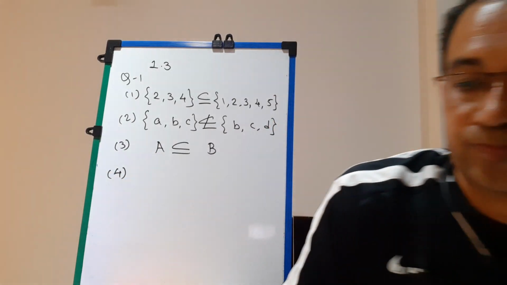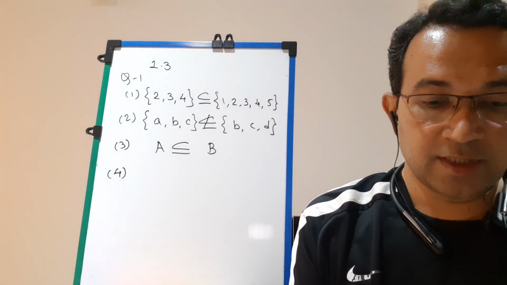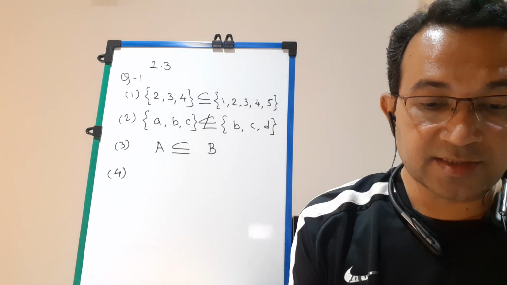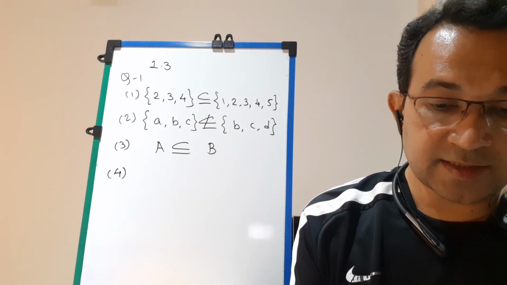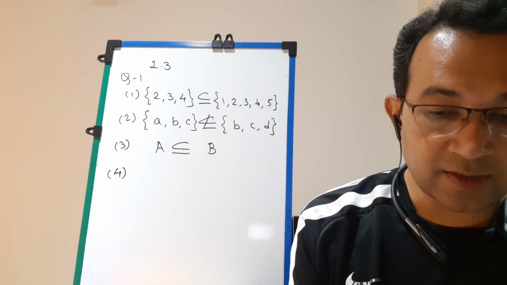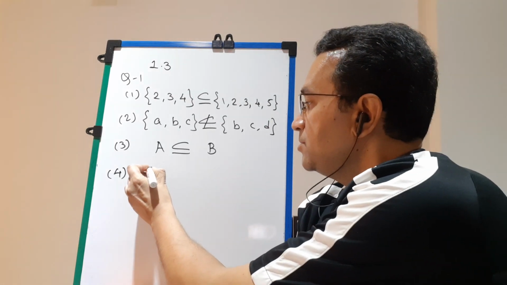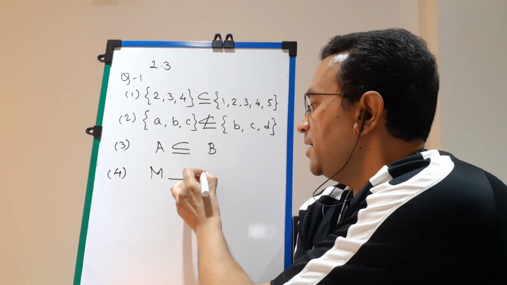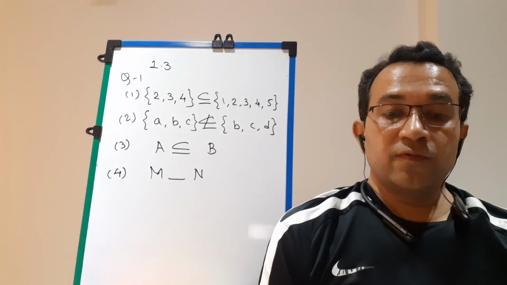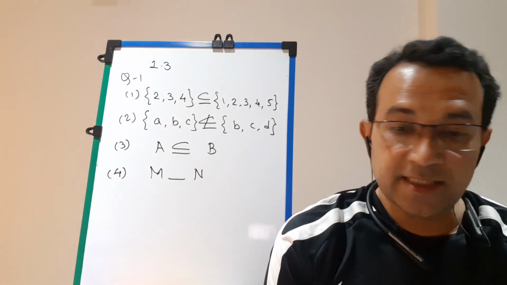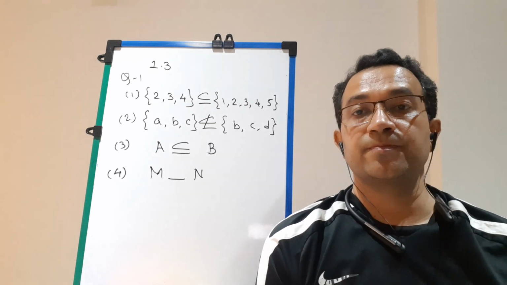Now students, the fourth question. {x such that x is a circle in the plane} and {x such that x is a circle in the same plane with radius 1 unit}. Here also I name the sets M and N. Now students, all of you be careful. Our first set is M, x such that x is a circle in the plane.